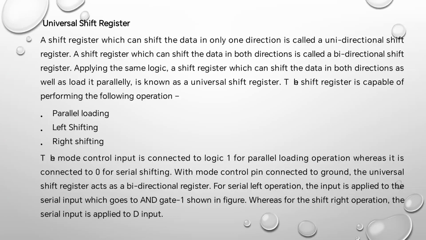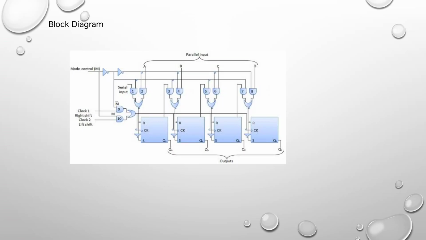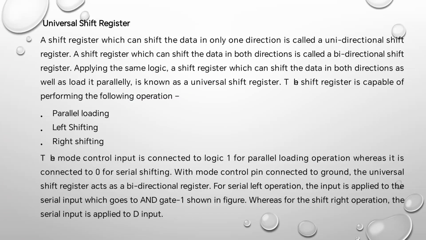The shift register is capable of performing the following operations: parallel loading, left shifting, and right shifting. The mode control input is connected to logic 1 for parallel loading operation, whereas it is connected to 0 for serial shifting, with the mode control pin connected to ground. The universal shift register acts as the bidirectional register for serial left operation. The input is applied to the serial input, which goes to AND gate 1, as shown in the figure. This is a block diagram for universal shift registers.